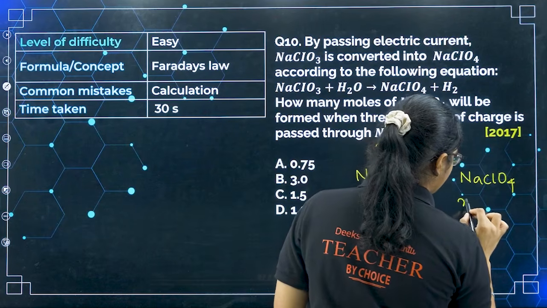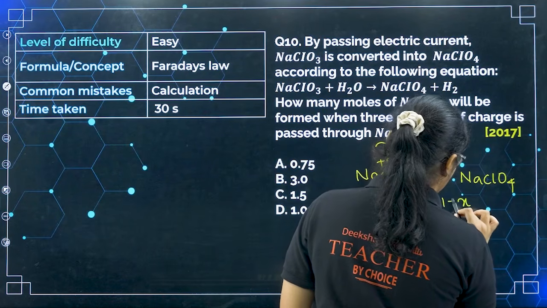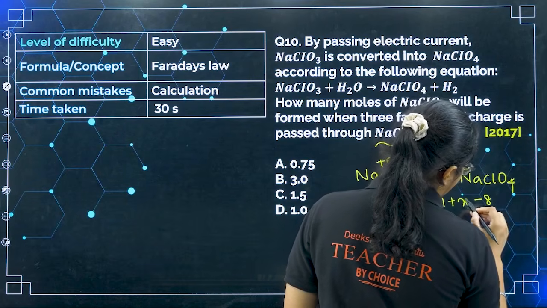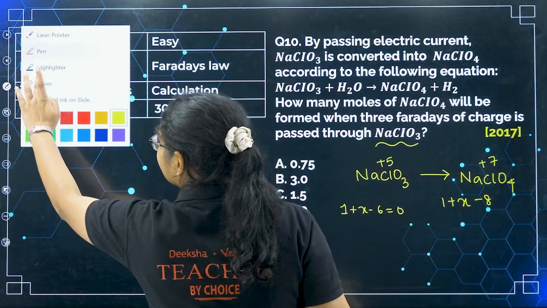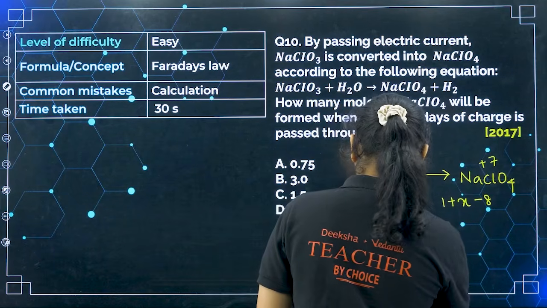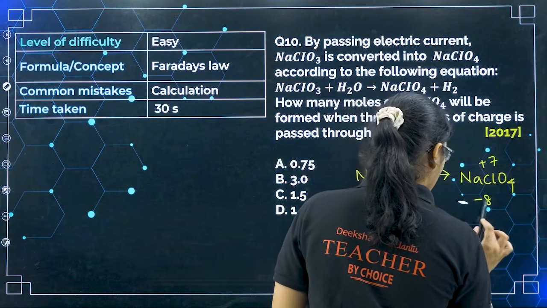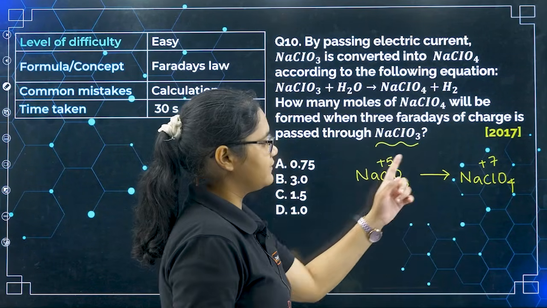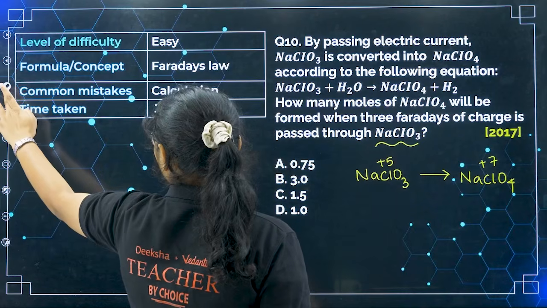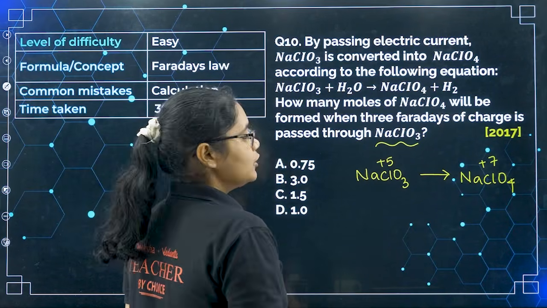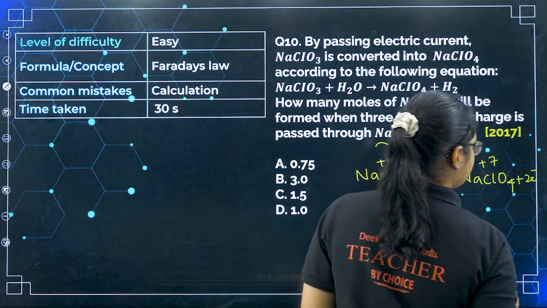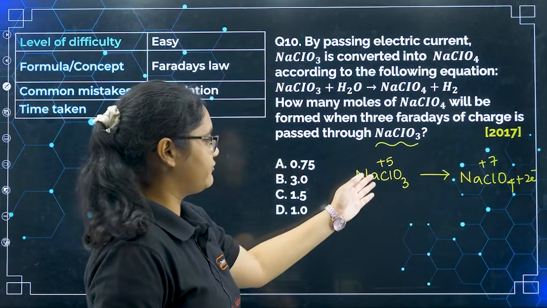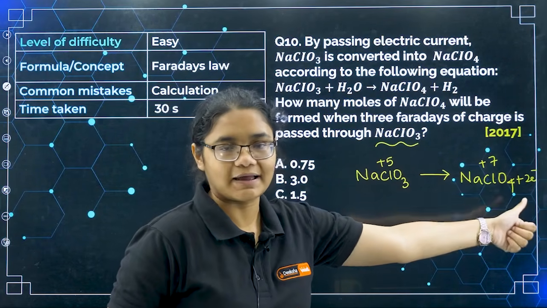And here also if you see x plus 1 plus x minus 8, that will be minus 1, this will become plus 7, right? So I have here plus 7, plus 5 to plus 7, which is 2 moles, right? So the loss of 2 moles of electrons are there. Plus 5 to plus 7, 2 moles of electrons have been lost.